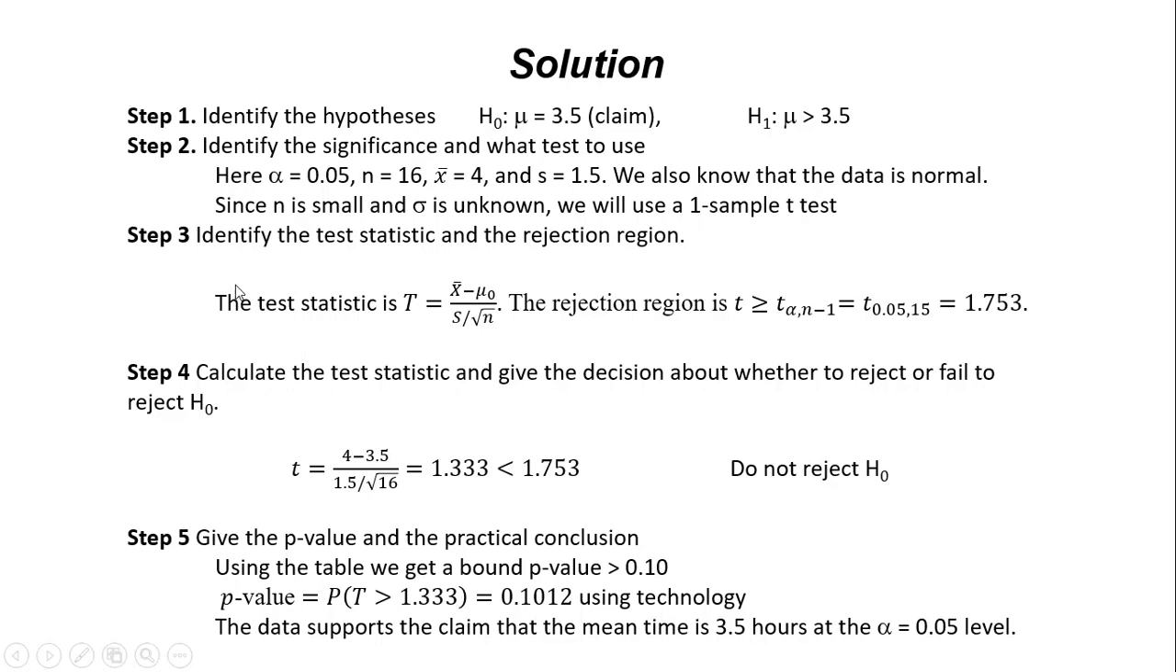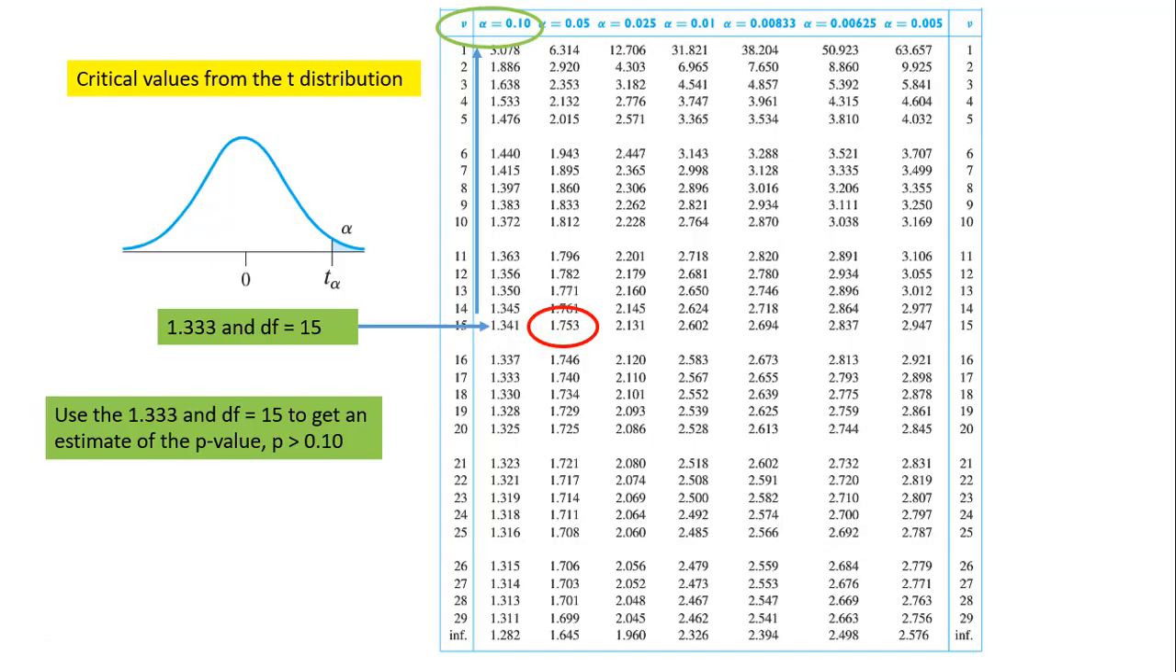Step 3 is to identify the test statistic and the rejection region. So our test statistic here is t equals x bar minus mu 0 divided by the sample standard deviation over the square root of n. And the rejection region is determined from the t-distribution table. When we look up in the table, alpha is 0.05 and degrees of freedom is 15, we get 1.753. So let me just jump ahead to the table and let's identify that.